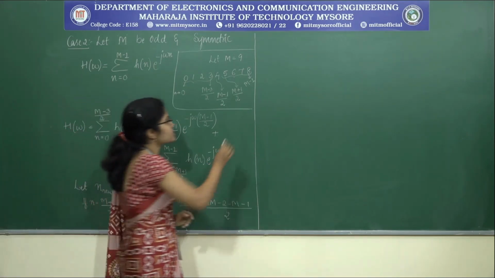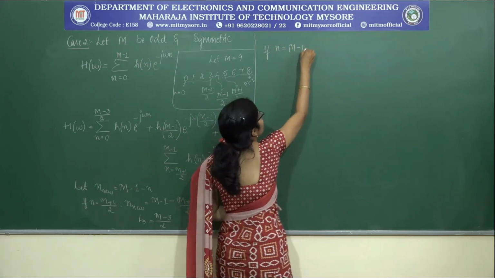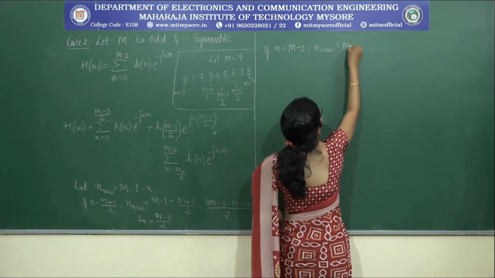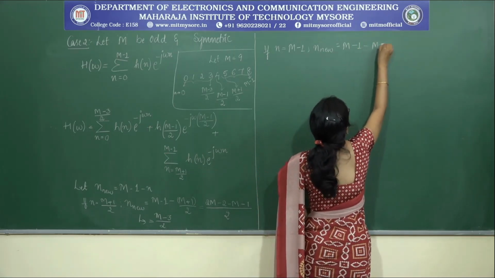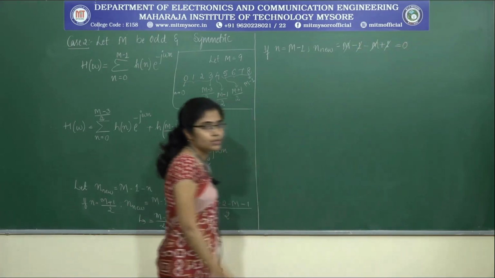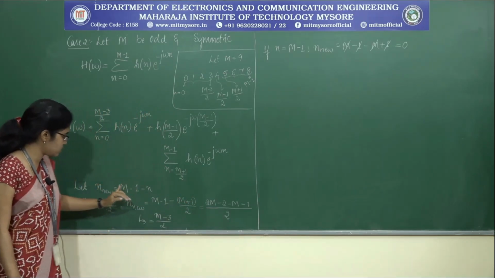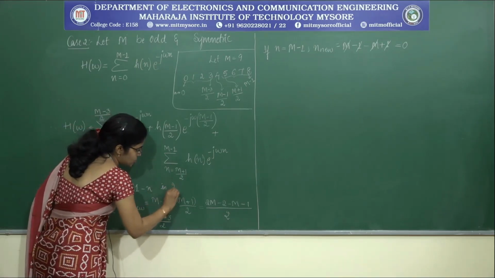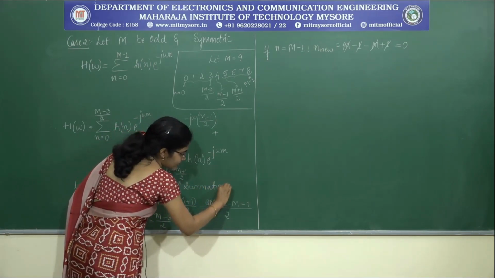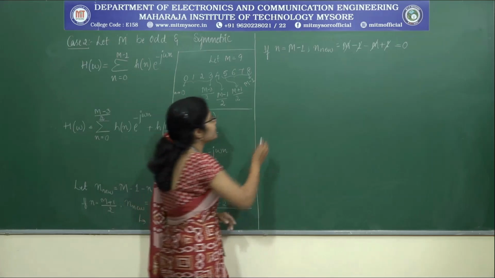Similarly, if n is equal to m minus 1, then the new value of n will be equal to m minus 1 minus m plus 1. These terms get cancelled, therefore the value will be equal to 0. Now, in the next step, let us take the new substitution, that is n new, in the second summation. If I do so, the limits also change, as we saw. Let us put all these things in the second summation and rewrite the equation for h of omega.